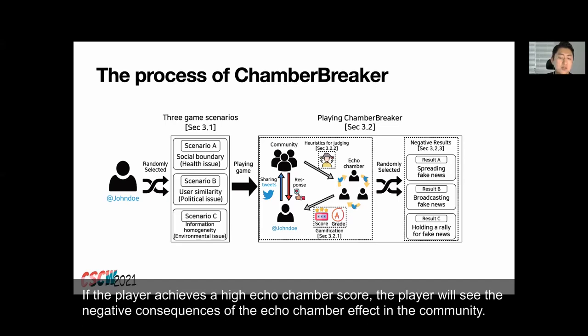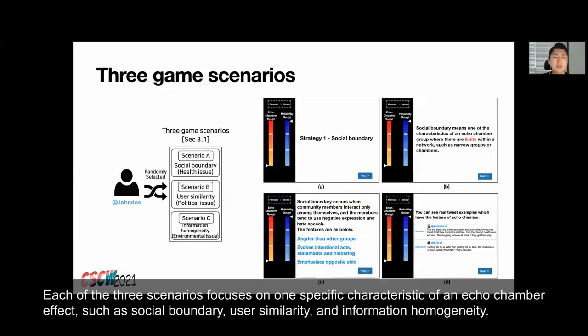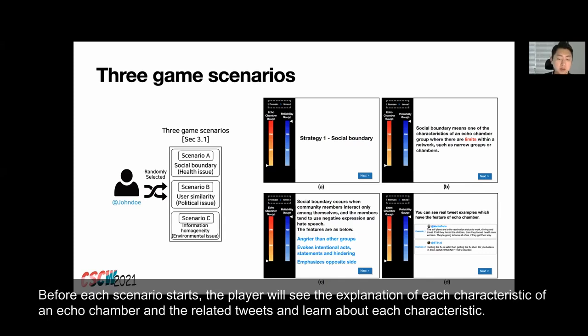If the player achieves a higher echo chamber score, the player will see negative consequences of the echo chamber effect in communities. Each of the three scenarios focuses on one specific characteristic of the echo chamber effect, such as social boundary, user similarity, and information homogeneity. Before each scenario starts, the player will see the explanation of each characteristic of the echo chamber and relate to it, and learn about each characteristic.